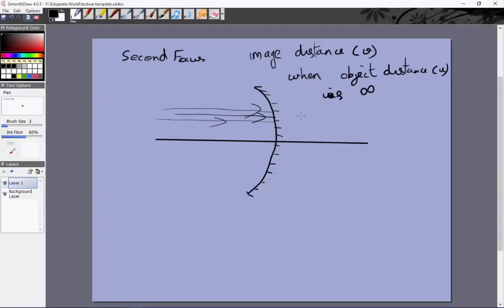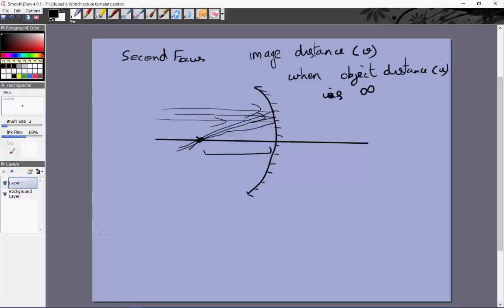Right, and they are coming parallel to the principal axis. In that case, they'll all meet at the same point. Sorry, they're supposed to meet at the same point, but I didn't draw the figure very nicely. And that point will be called the second focus, and this length will be called the second focal length.